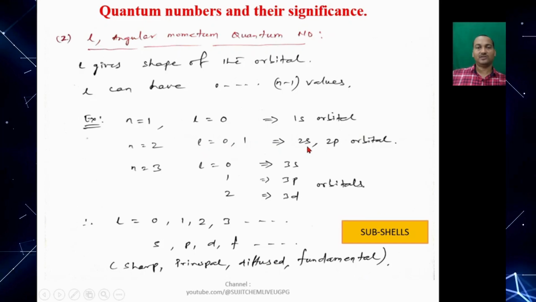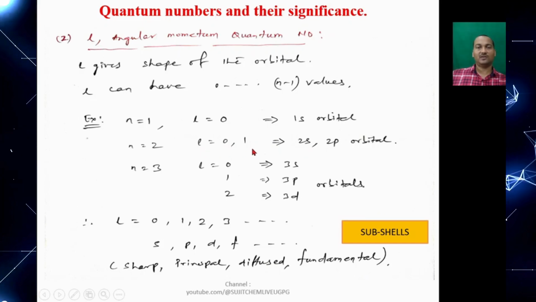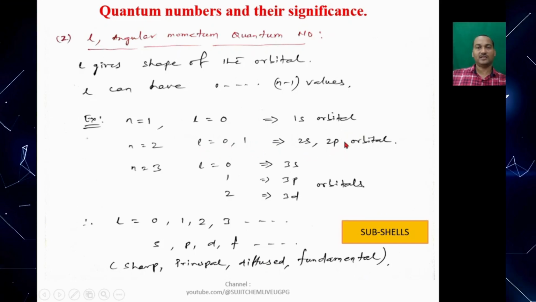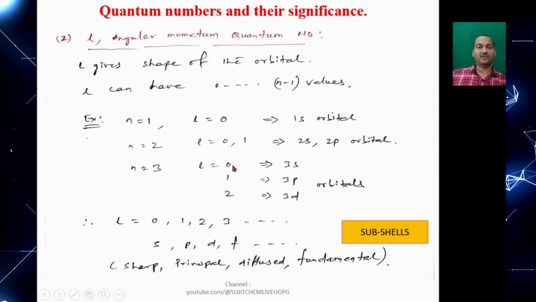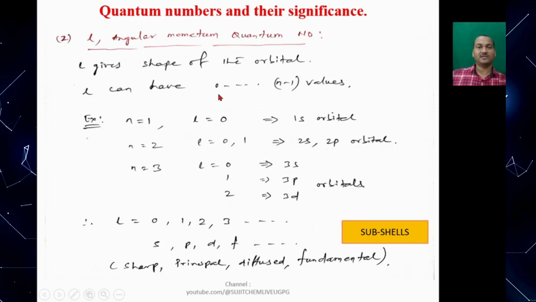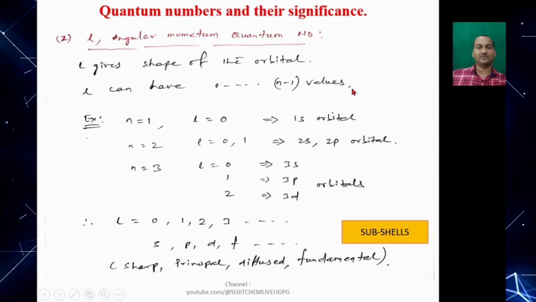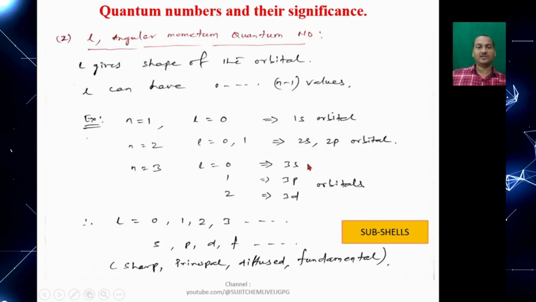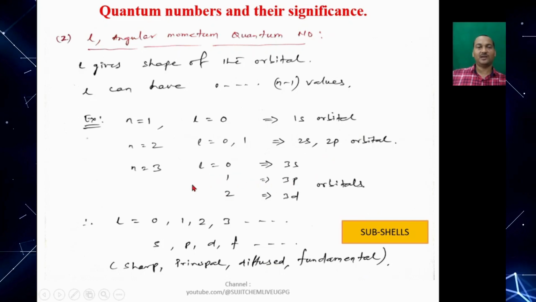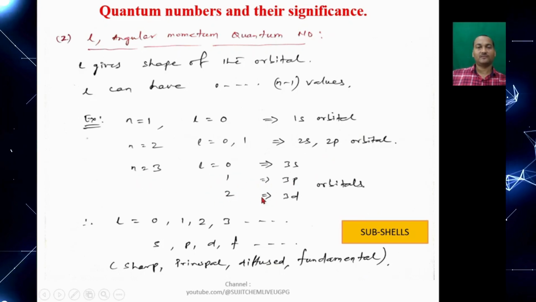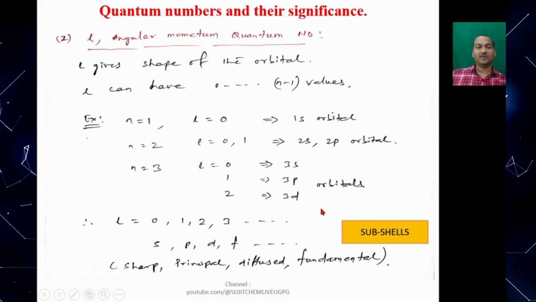So l equals 0 is the 2s orbital. When l equals 1, that is the 2p orbital. These are the subshells. When n equals 3, l can have values 0, 1 and 2, that means starting from 0 to n minus 1. When l equals 0, that is the 3s orbital. When l equals 1, that is the 3p orbital. When l equals 2, that is the 3d orbital.